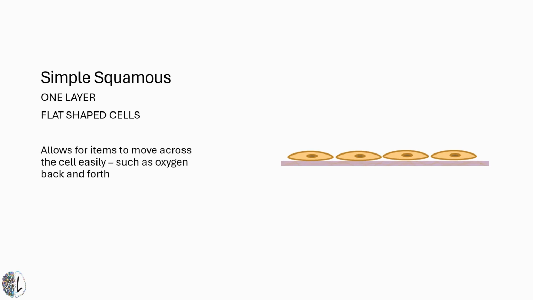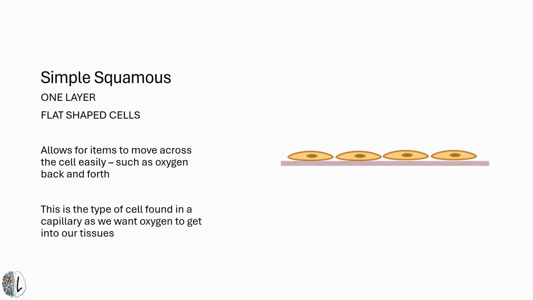The reason to have this sort of cell inside of your body is it allows things to sneak back and forth. Being a single layer, they're very small cells. Things like oxygen and sugars can go back and forth quite easily. So you're going to find this in places like your capillaries. You're going to want to get oxygen in and out, and get sugar in and out of your bloodstream. And so this thin tissue is really helpful for that.